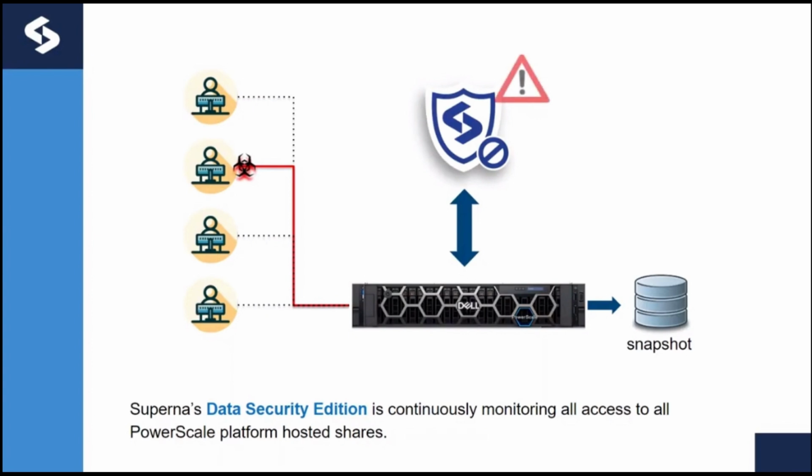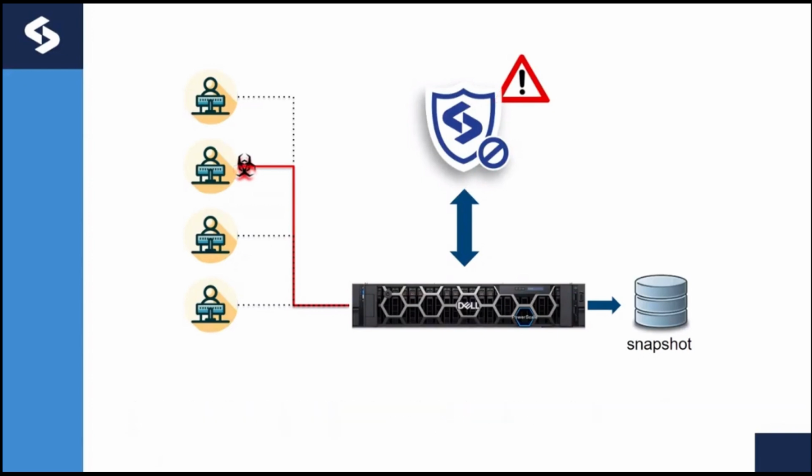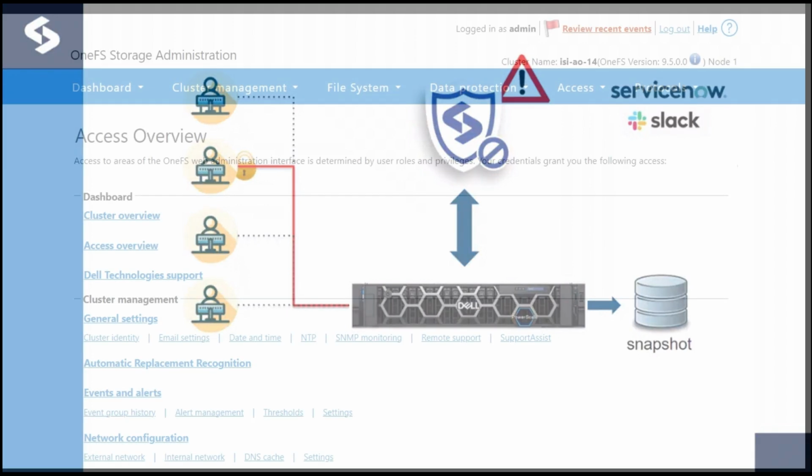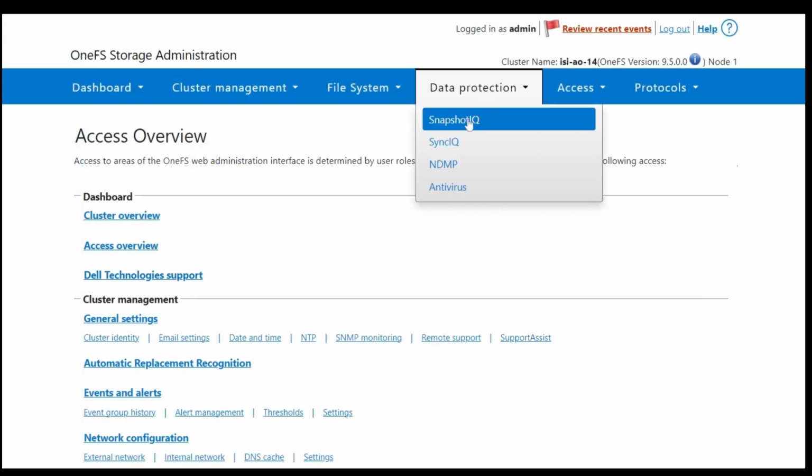Superna's Data Security Edition is continuously monitoring all access to all PowerScale platform-hosted shares and has identified the suspicious access behavior caused by the ransomware attack. Superna's Data Security Edition resolves the source IP, username, and files accessed in the attack and takes three key defensive actions. 1. A real-time defensive snapshot is taken against the PowerScale-hosted share path.